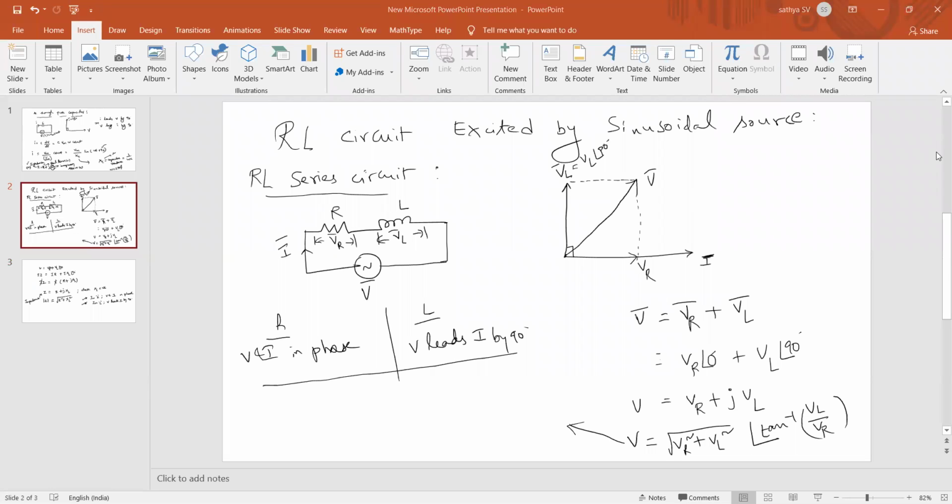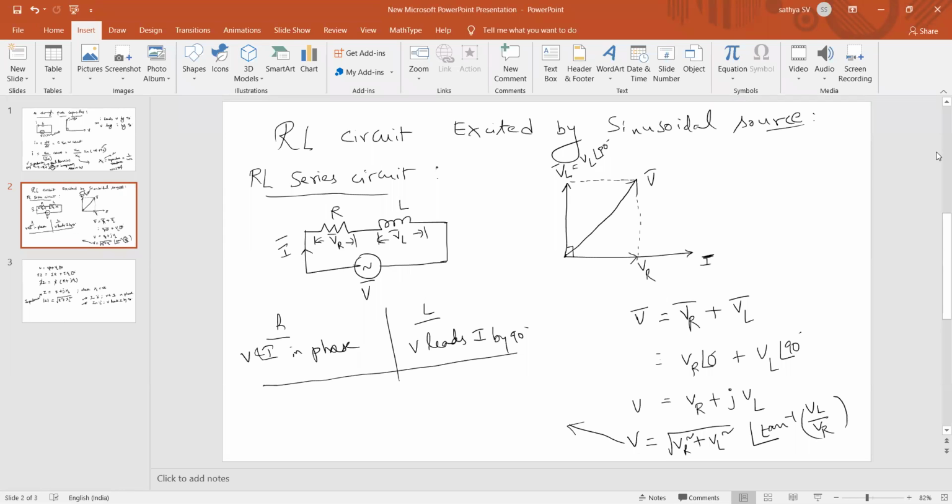Right, okay, thank you. So for the RL series circuit, we need to draw the circuit with both resistor and inductor in series combination. Here this one is figure 1. We connect one voltmeter across this series combination of RL, because the main heading is RL circuit excited by a sinusoidal source. So here I am excited with a sinusoidal source and some amount of current is passing through the series combination of R and L. Now we need to draw the phasor diagram for this series RL circuit. So this is a series circuit. Which parameter is common out of voltage and current? Obviously it should be current.